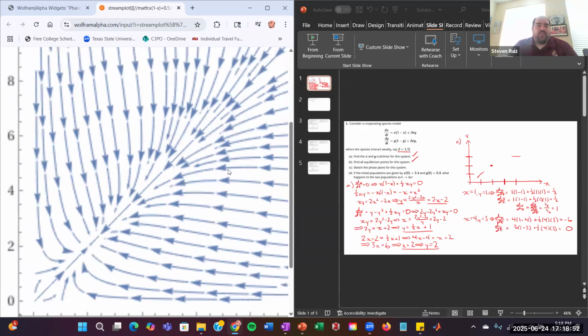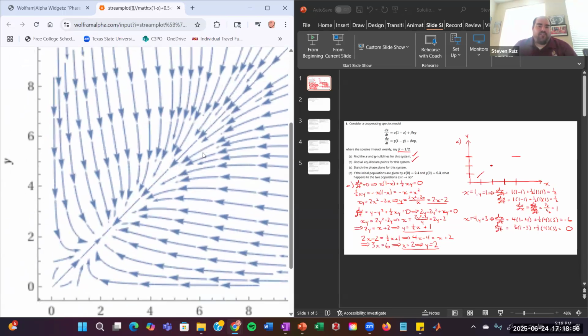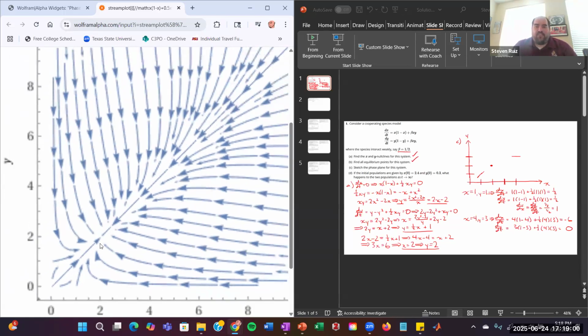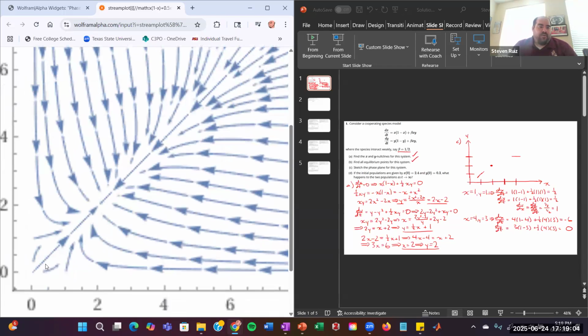Actually, as I look a little more globally, it looks like that might happen from everywhere. It looks like everything's filtering toward that value. Let's look at 1, 1. 1, 1 will be about here. We said it was going to be a slope of 1. That looks to be pretty faithful.